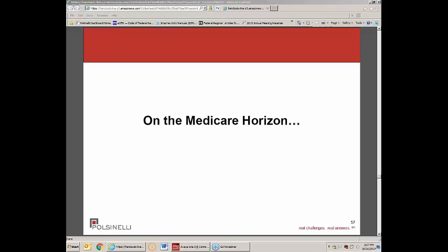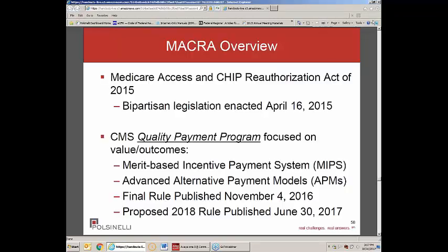And one of the big initiatives in this respect is MACRA, which is the Medicare Access and CHIP Reauthorization Act of 2015. This was a bipartisan effort that was enacted on April 16th of 2015. You heard me right, it was in fact bipartisan. Which is obviously one of the very few bipartisan healthcare efforts that we have had in recent years. And what MACRA did was it establishes the CMS Quality Payment Program, which rewards value and outcomes. And there are two different pathways under this program that we're going to talk about: the MIPS system that you'll hear, Merit-Based Incentive Payment System, and the Advanced Alternative Payment Models, or APMs.